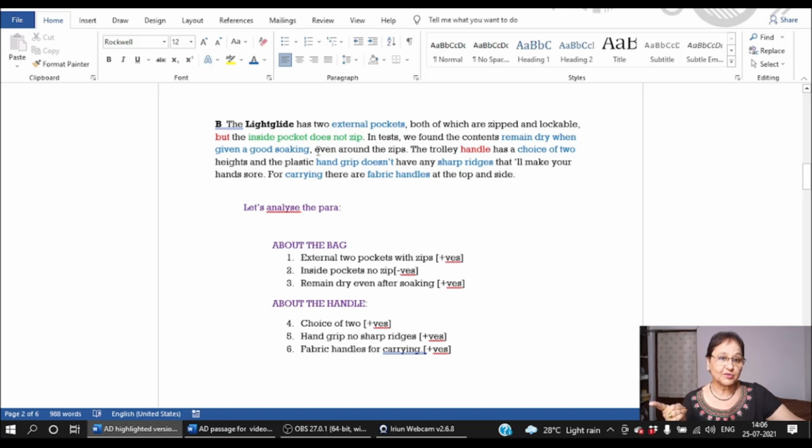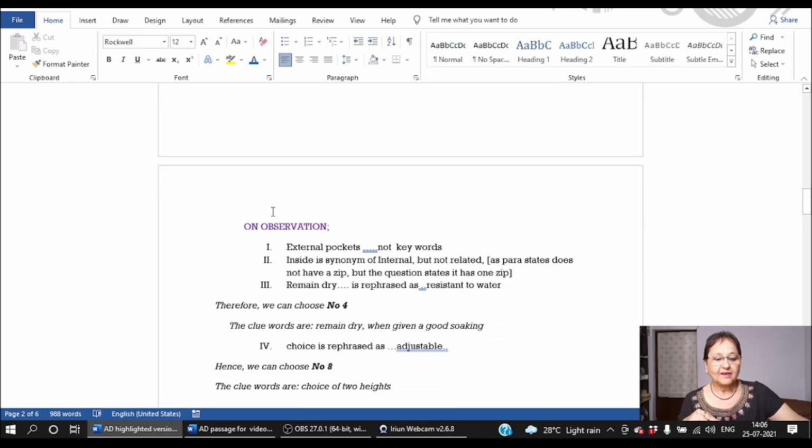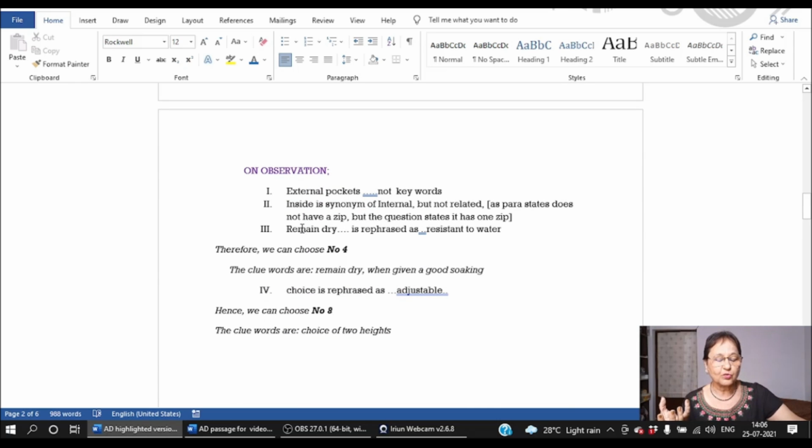So this is a rephrased version of the fact of what is mentioned in the question. What is mentioned in the question? Resistant. Resistant means can withstand the water. So if you throw a bucket of water or a mug of water on that particular cabin bag, it does not get wet.